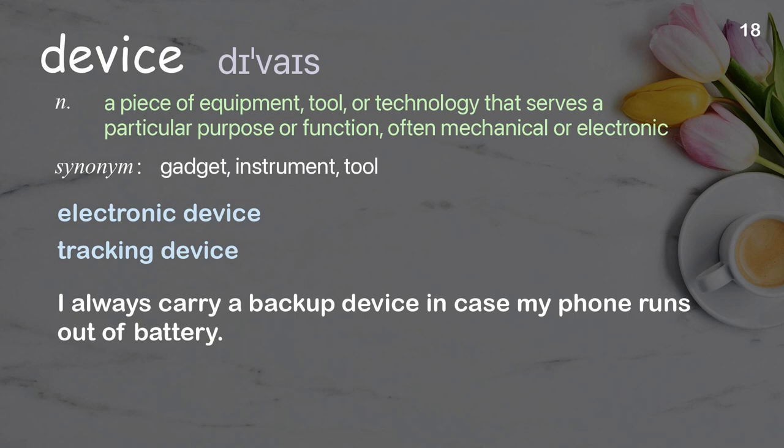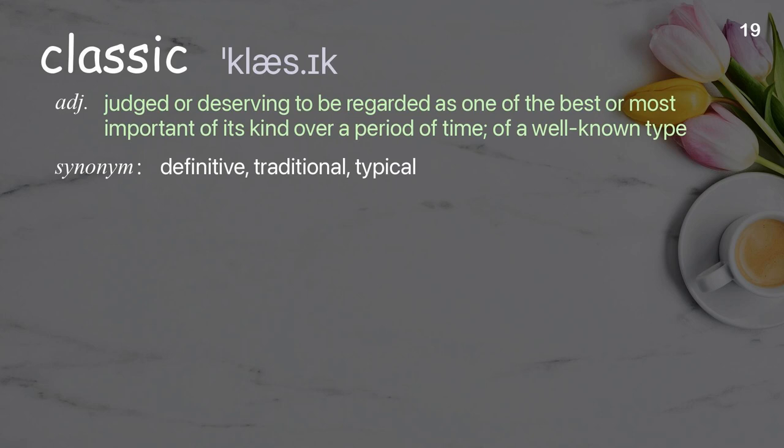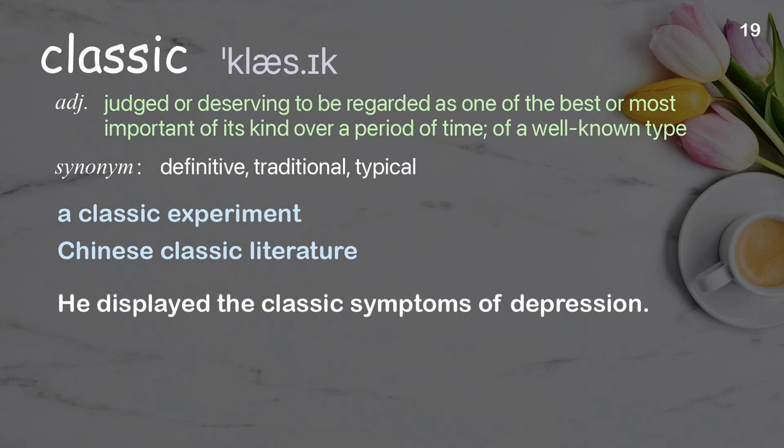Classic. Judged or deserving to be regarded as one of the best or most important of its kind over a period of time, of a well-known type. Examples. A classic experiment. Chinese classic literature. He displayed the classic symptoms of depression.